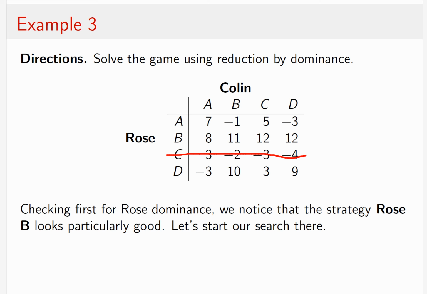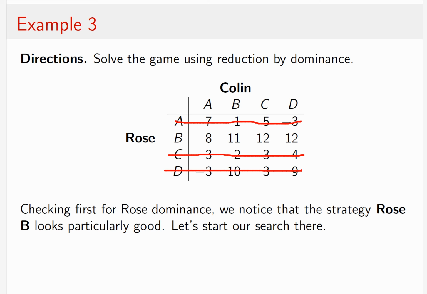But row B dominates row A, right? 8 is greater than 7, and 11 is greater than negative 1, 12 is greater than 5, 12 is greater than negative 3. So B not only dominates C, B dominates A. And I think you're picking up a pattern. 8 is greater than negative 3, 11 is greater than 10, 12 is greater than 3, and 12 is greater than 9. Yep. So it turns out that row B dominates 3 rows, leaving us with a 1 by 4 game matrix.